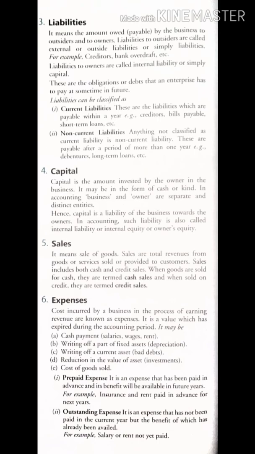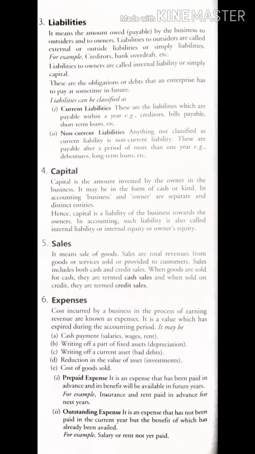Now liabilities to owners are called internal liabilities or simply capital. I told you two types of liabilities are there. One external, that is outsiders. The other, where the business will pay to the owners of the business. If there is some amount payable to the owners, it is called internal liabilities, or you can call it capital. Capital means the money invested by the businessman, or you can say the owners.